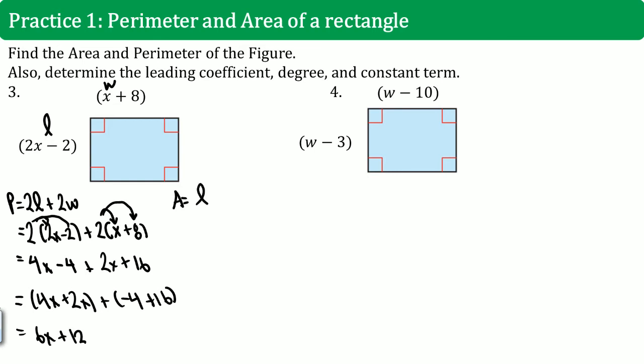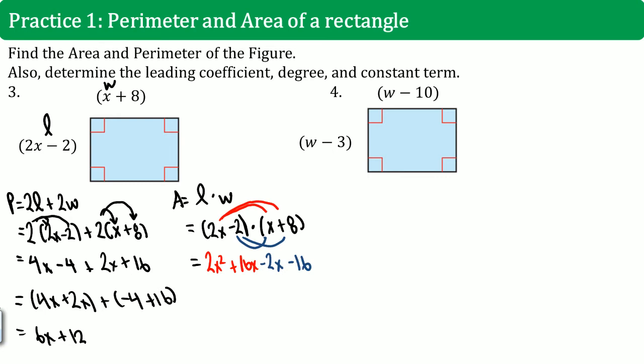Let's find the area. Length times width. The length is 2x minus 2. The width here is going to be x plus 8. We have to distribute because that's what happens when we multiply the polynomials. 2x times x gets you 2x squared. 2x times 8 is 16x. Then we have to distribute the second term, which is negative 2. Negative 2 times x gets you negative 2x. Negative 2 times 8 is negative 16. Now you can combine some like terms. 16x minus 2x gets you 14x. Bring down everything else. Bring down the 2x squared and bring down the minus 16. That would be the area.